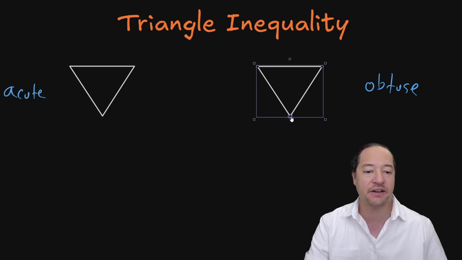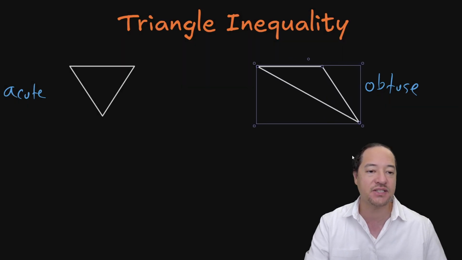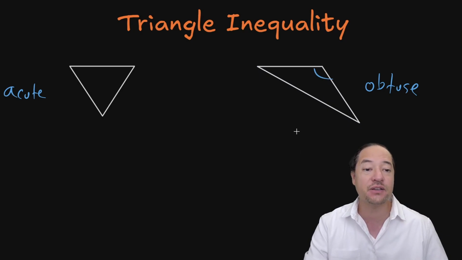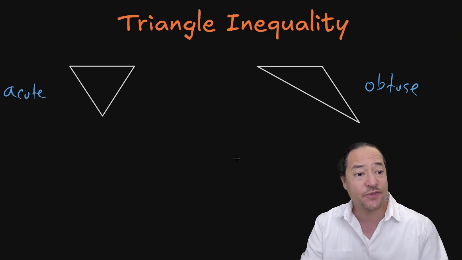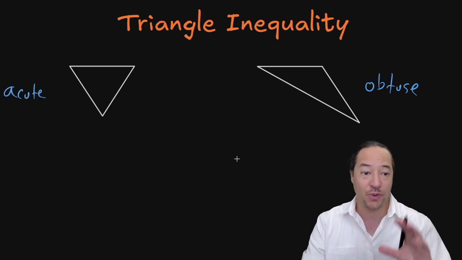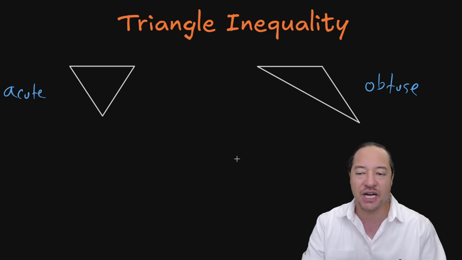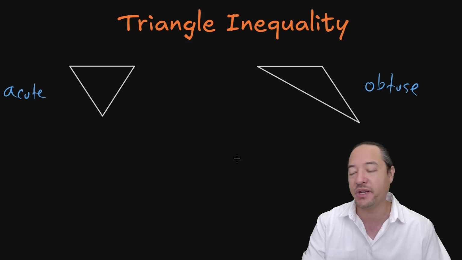So let me modify this. Let's bring this over like this. Okay, there we go. Now this angle here is greater than 90 degrees. This is an obtuse triangle. We could also have a right triangle, where you have a 90-degree angle. I'm not going to bother with that. That's sort of in between here. We'll get the point, right?